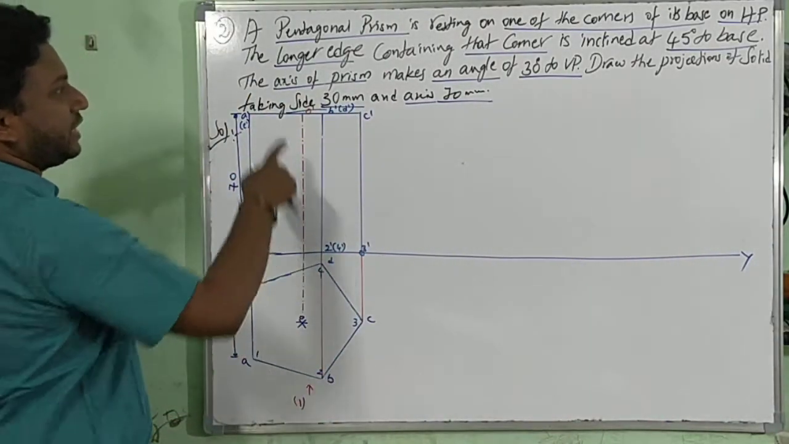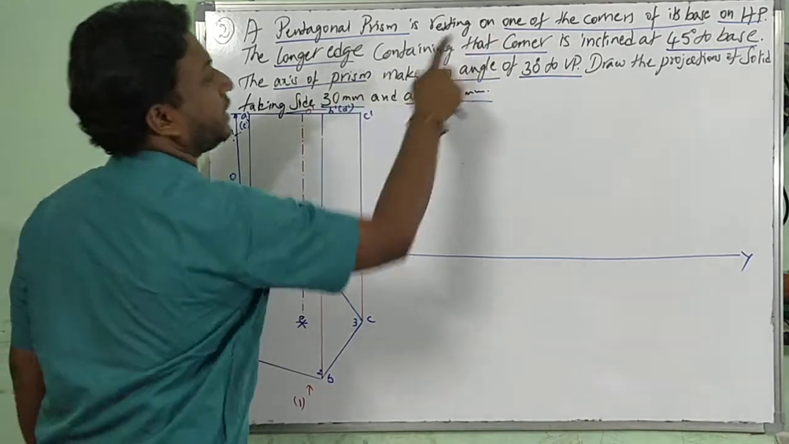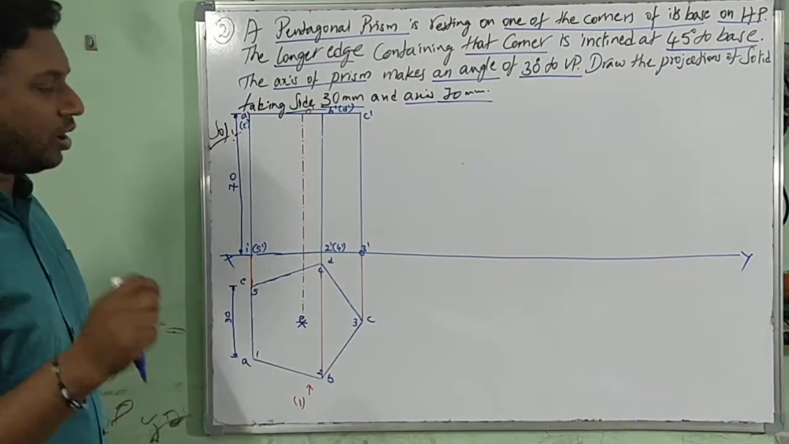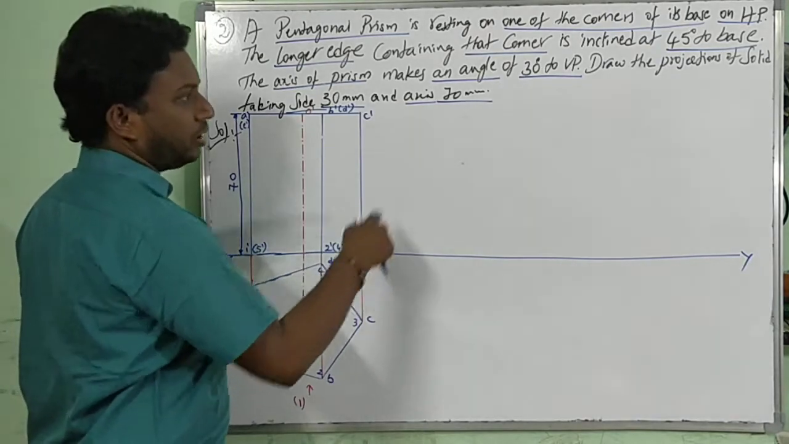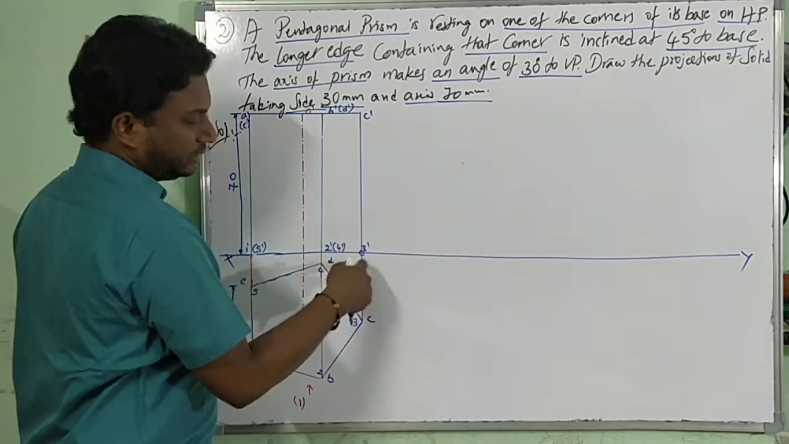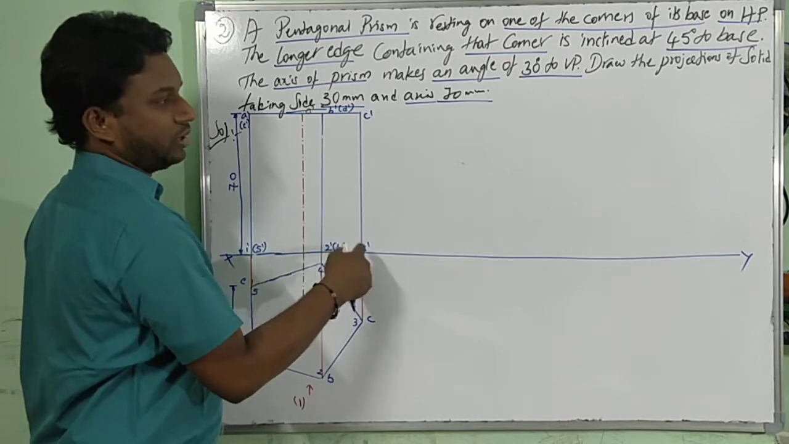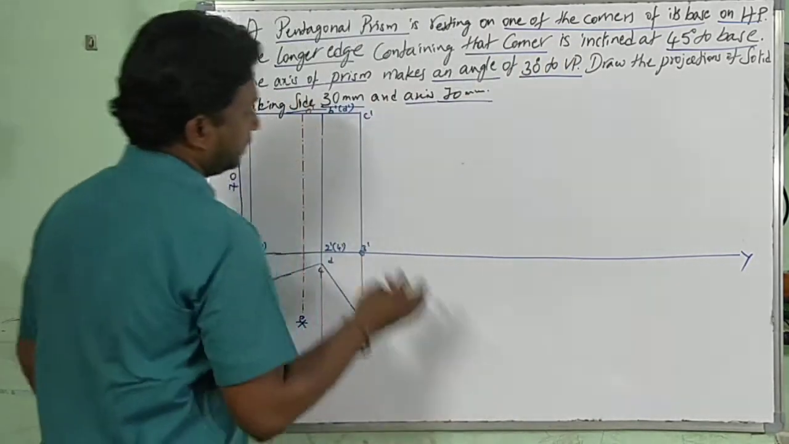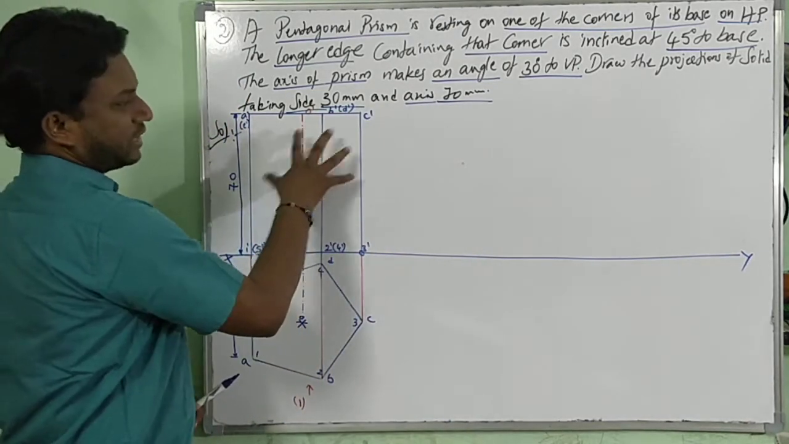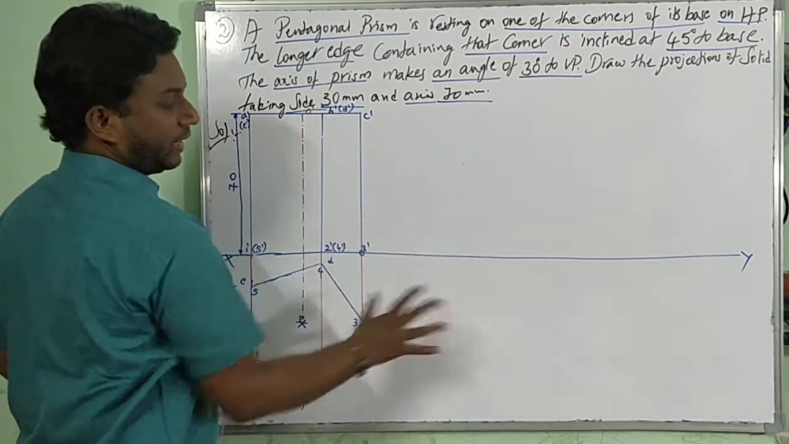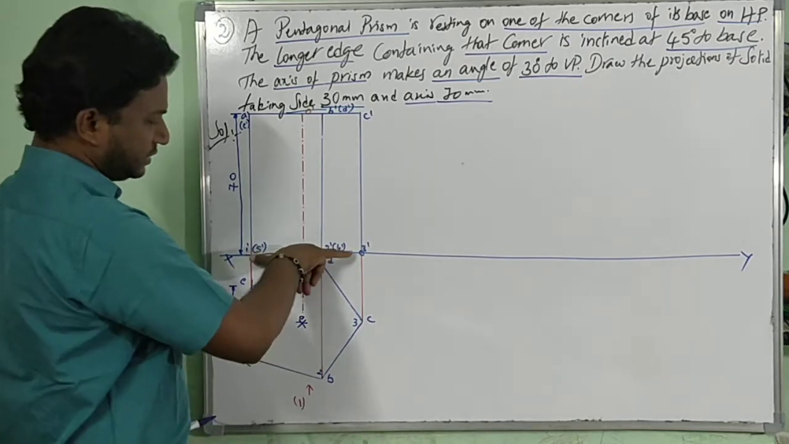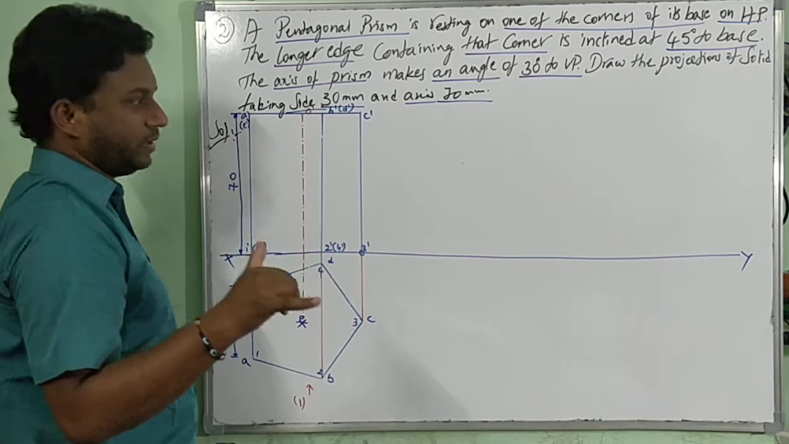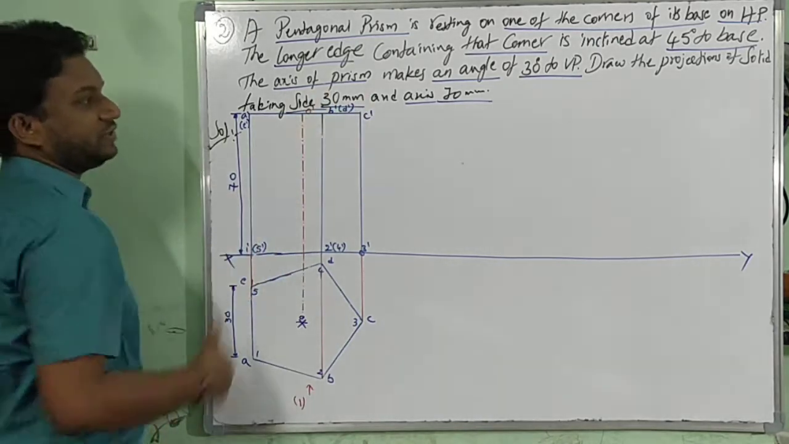Stage 1 completed. Stage 2 now. The longer edge containing that corner is inclined at 45 degrees. Which corner are we supposed to keep on the XY line? 3 dash corner. That corner should be at an angle of 45 degrees to the base. So this has to be rotated here at an angle of 45 degrees with respect to the base. This length is the total 1 dash 3 dash length. It has to be measured by you. It's not any 30 or 70 given in the question.